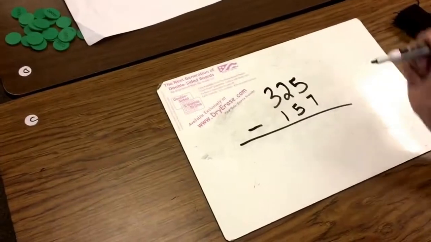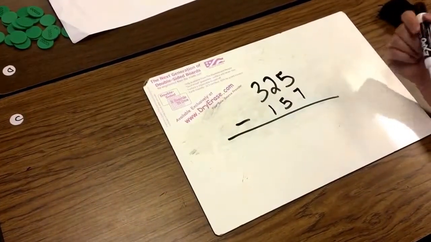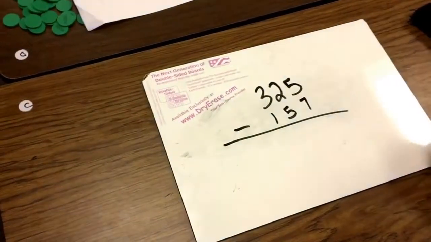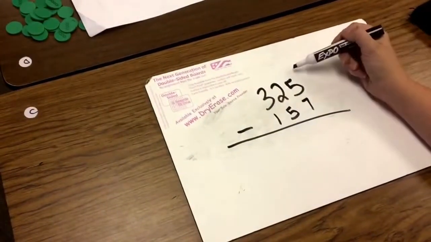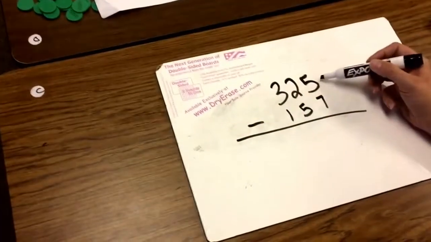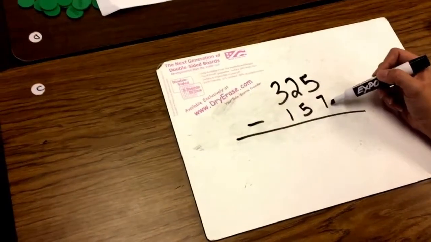So what we always tell them is make sure the numbers are lined up. And what we're going to do is always start in the ones place. We've already taught them place value. They know their places. We're always going to start in the ones. They're going to have to slow down and look at the digits. 5 is on the top, 7 is on the bottom.